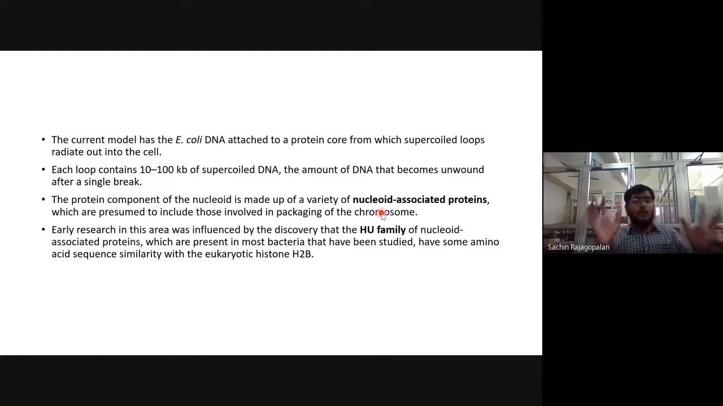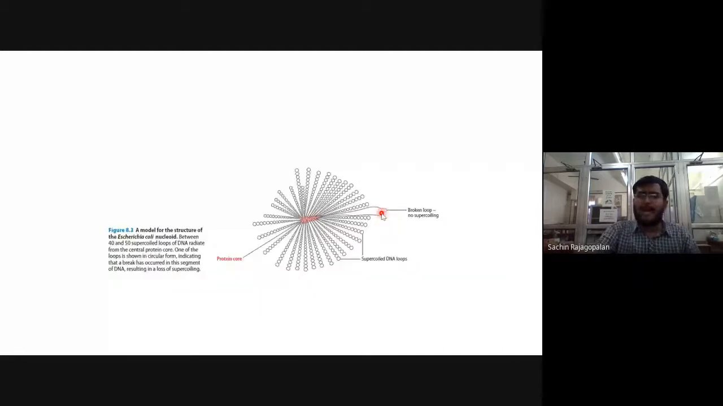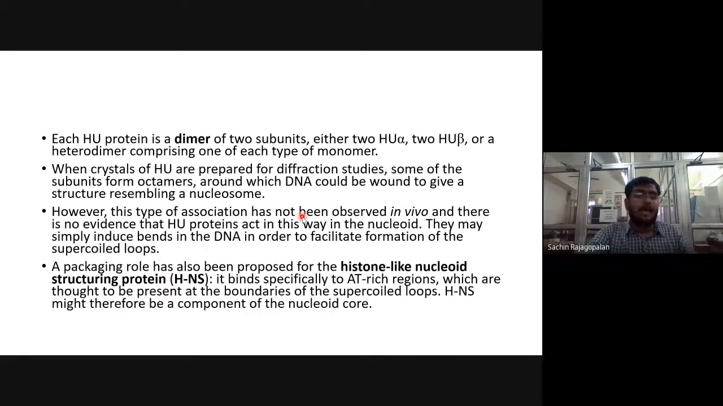Now, each loop is going to have around 10 to 100 kilo base pairs of supercoiled DNA. That's the amount of DNA that you would get when you unwind it completely, 10 to 100 kilo base pairs. That's the reason why it's not the same for every domain. You can see some domains are short, some domains are long, because the amount of DNA is not going to be constant. It's going to change from one loop to the other.